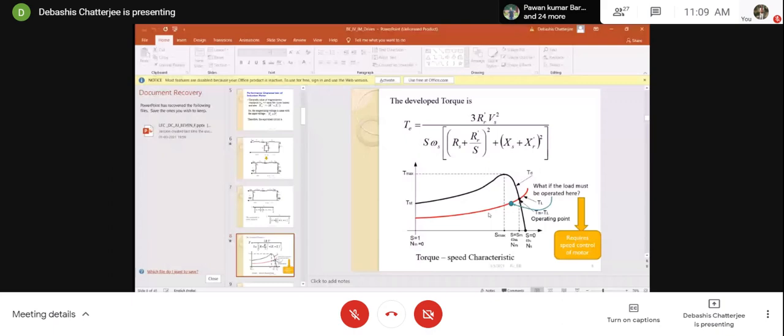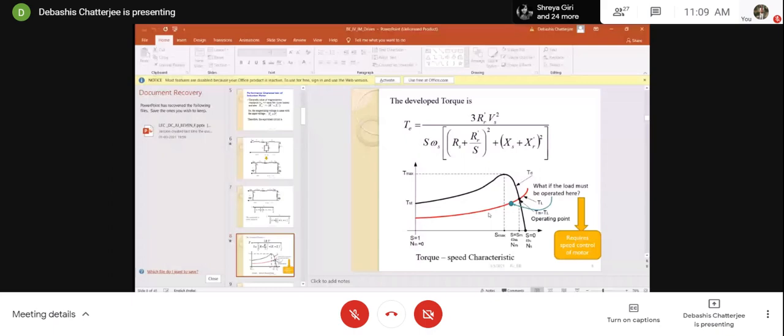You can have a load proportional to speed, a load proportional to the square of the speed, or a load proportional to the cube of the speed. Any other arbitrary characteristics also you can have. I have shown you a simple characteristic, a nonlinear characteristic between the load torque and the speed. So now the initial operating point was shown at this point.